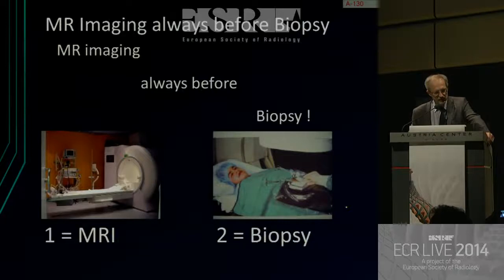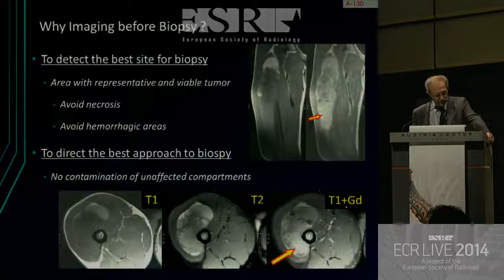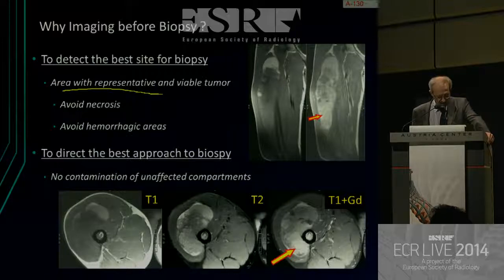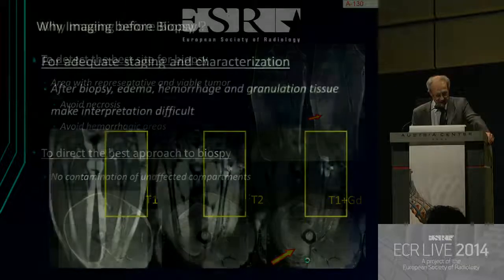Remind, always first do the MR before biopsy. And why do we need to do that? Because we want to find areas with representative and viable tumor. We want to avoid necrosis and hemorrhagic areas when we want to do the biopsy. We can say to the surgeon where to do the biopsy, and he should go to the most enhancing area.